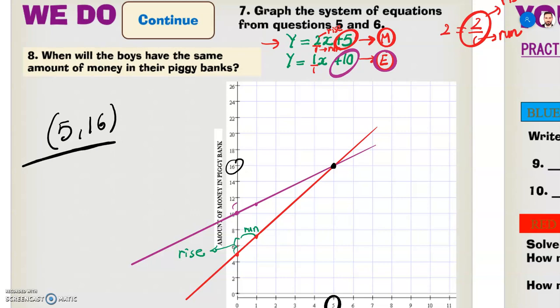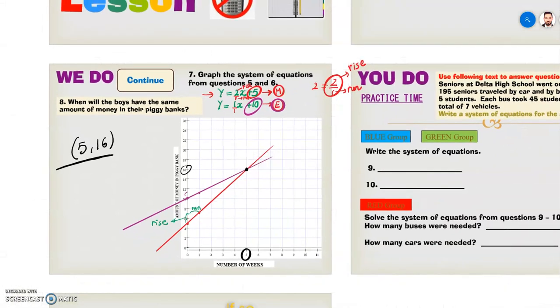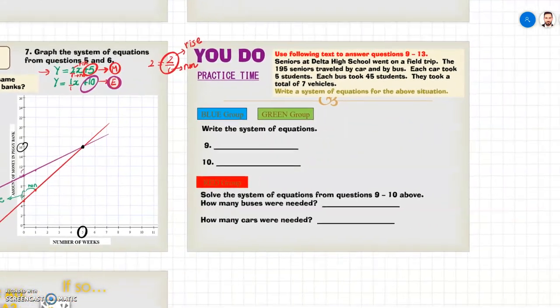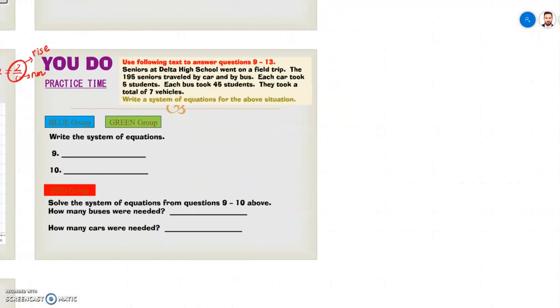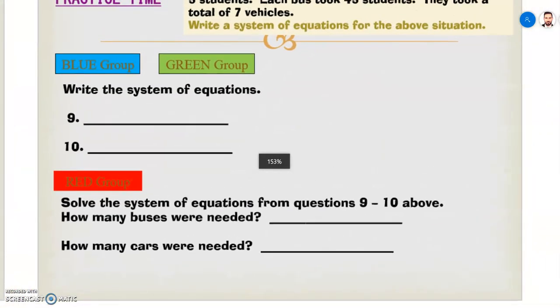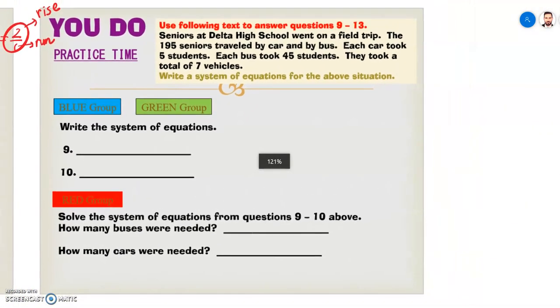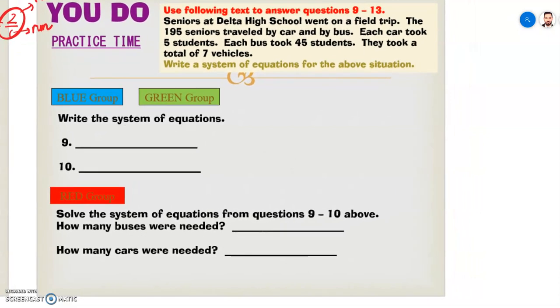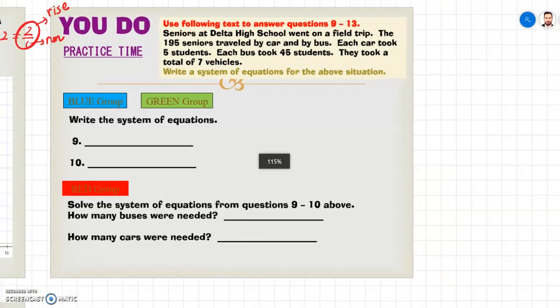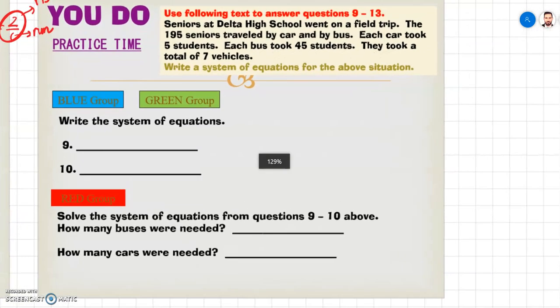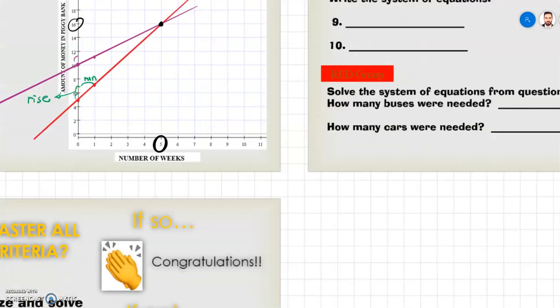I hope you understood from me questions 5 to 8, and here is your you do question. Use the following text to answer the questions from 9 to 13. Do it by yourself. You will find your answer in your worksheet. This is an independent task.